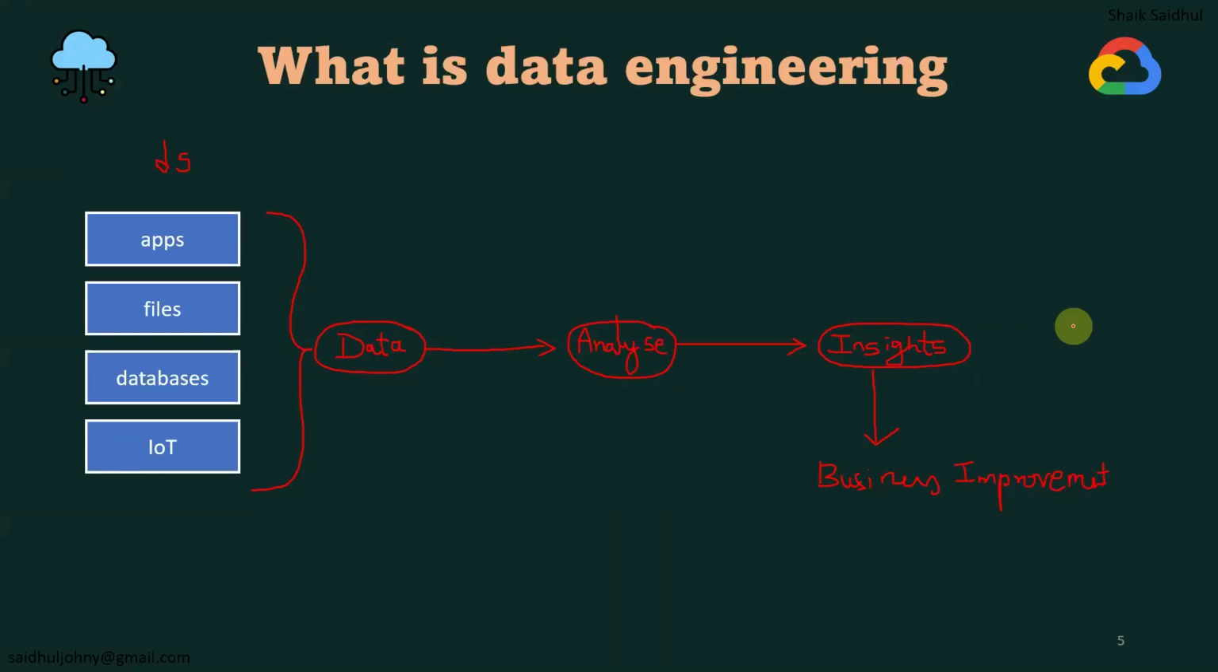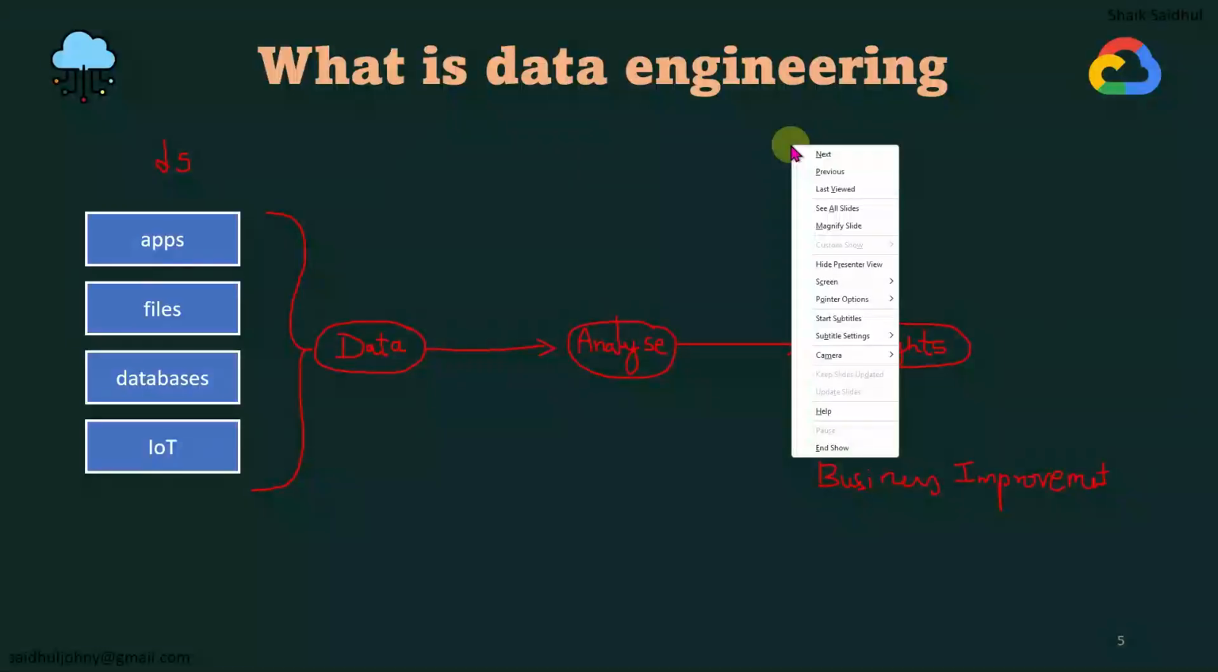These insights are very, very useful for the improvement. So you have data that is coming from multiple data sources. You are going to get this data, analyze this data, and get some insights. These insights are very useful for business improvement. So this is what data engineering is, but it is not that simple, right? The high level idea is this one.